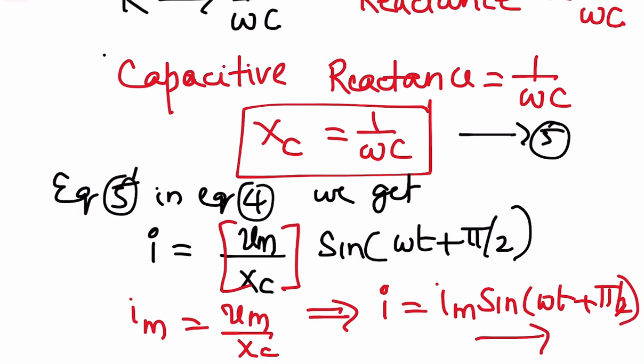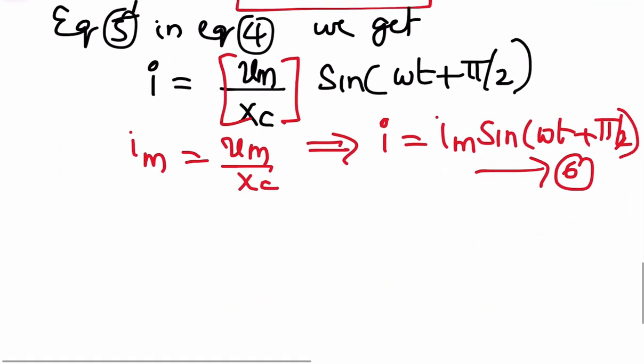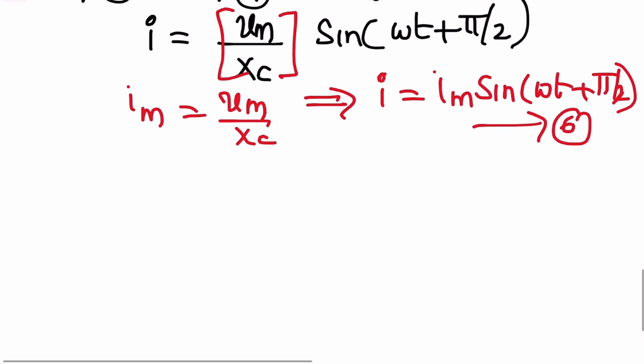Now we got the voltage equation, we got the current equation, we got the resistance of the circuit, that is the reactance, Xc is equal to 1 by omega c. And what else do we need to know now? We need to know the phase difference and we need to know the power. So let's take the phase difference. Let us compare these two equations.